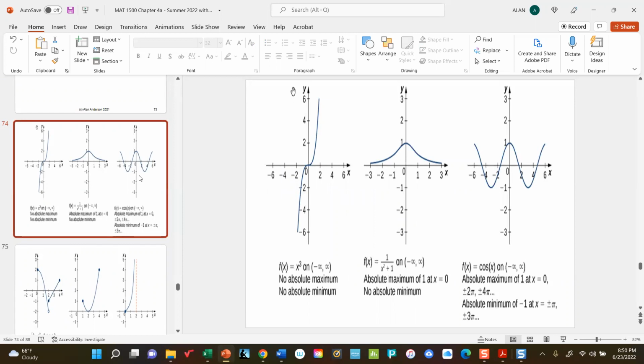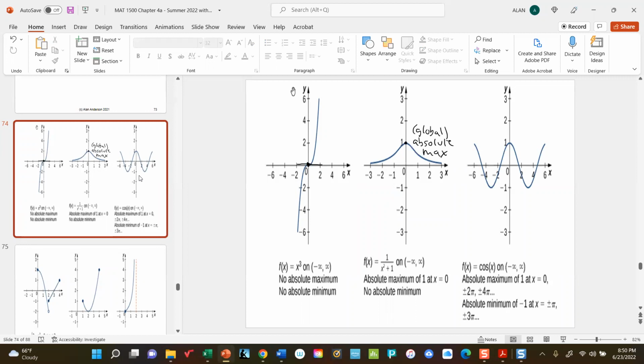Now here, this first one clearly does not have an absolute maximum or an absolute minimum. In fact, it doesn't even have a local maximum or minimum. Even though there's a critical point here, you can see that it is clearly not a maximum or a minimum. Over here, we do have an absolute, or global, maximum, but there is no absolute minimum, okay? There doesn't have to be one.